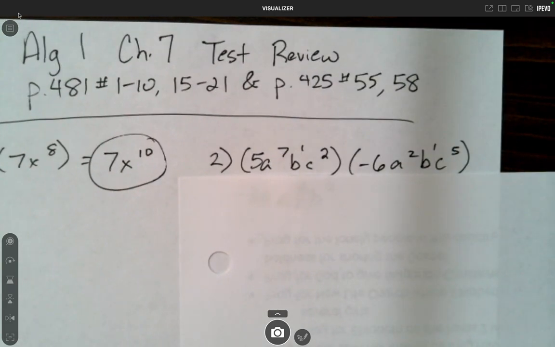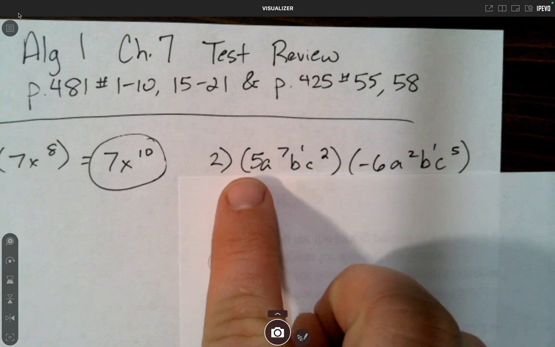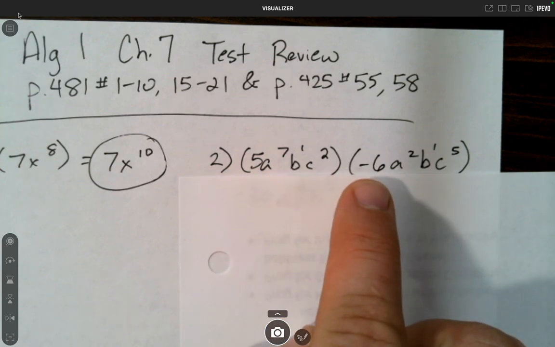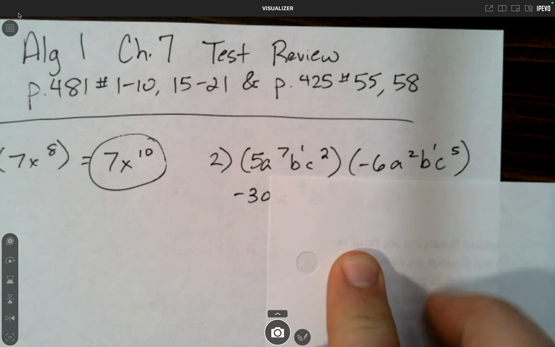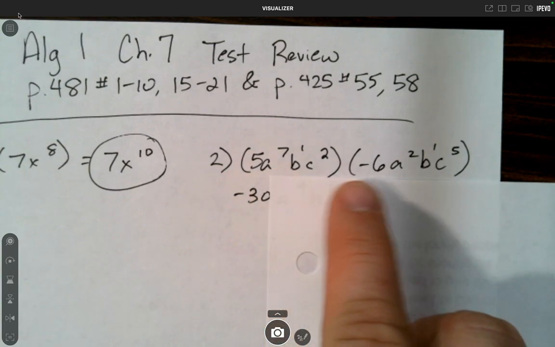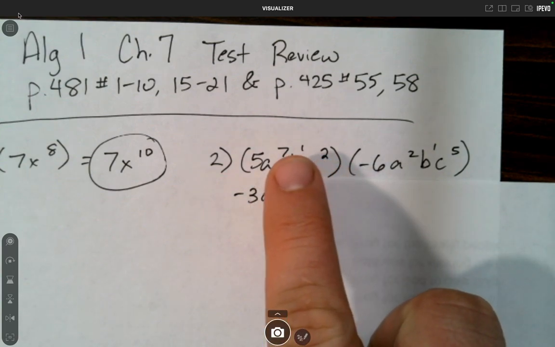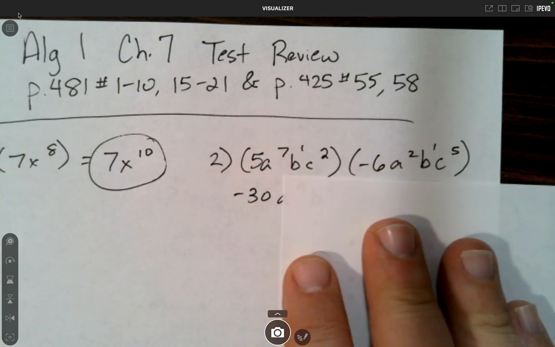Okay, now here's the question for number 2. It's a little bit more, but it's still the same process. We start by multiplying the coefficients together. 5 times negative 6 is negative 30. A to the 7th times a squared. We add 7 plus 2 and get a to the 9th.